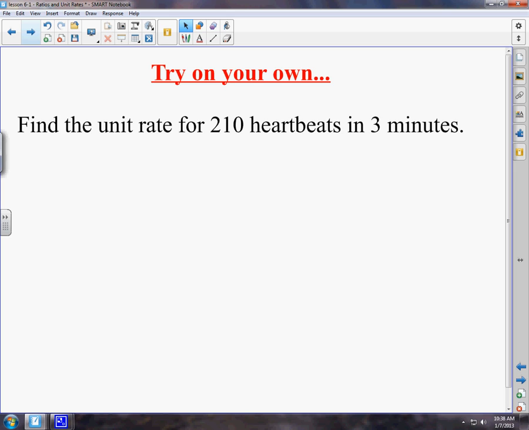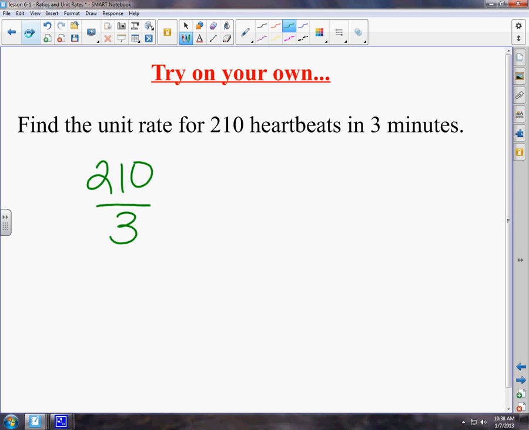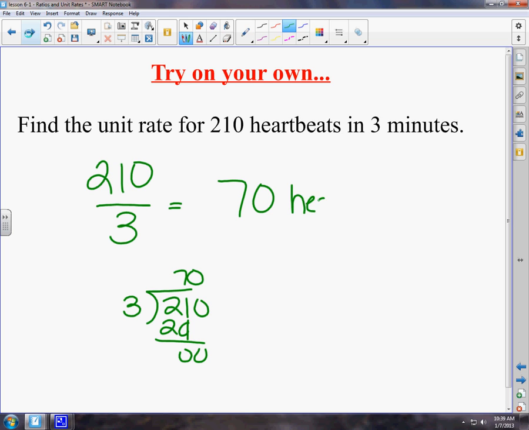Find the unit rate for 210 heartbeats in 3 minutes. So really all you have to do is 210 divided by 3. So 3 goes into 21 7 times. So it would be 70 heartbeats per minute. Per 1 minute.